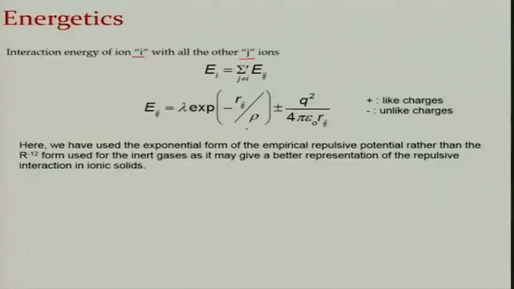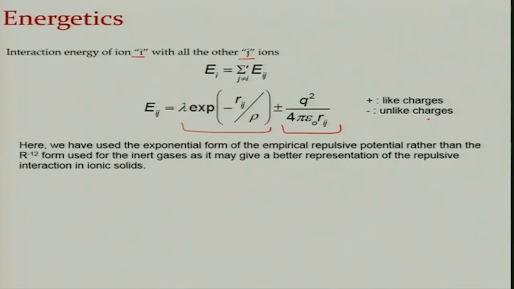This energy turns out to be a sum of repulsive energy and attractive energy, so there are two terms we have taken. We do not take exactly the same form as the Lennard-Jones potential, but E_ij is approximately represented as the first part, which is lambda exponential of minus R_ij divided by rho. This is the repulsive term, and then you have the electrostatic energy, which is q squared divided by 4 pi epsilon naught R_ij, where R_ij is the distance between the ions. Plus or minus will be determined by whether you have like charges or unlike charges.